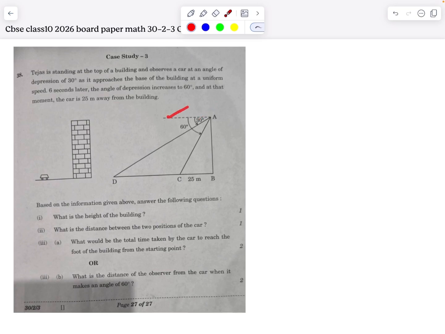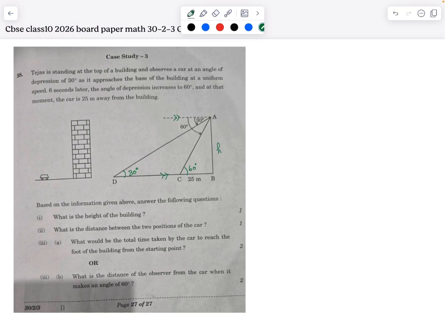Since this eye level at A and this line DB are parallel to each other, the angle ADB is also 30 degrees. When the car is at position C, the angle of depression is 60 degree. Again, the eye level at A and the line DB both are parallel to each other. Therefore, the angle ACB is also 60 degree. Based on the information given above, answer the following questions. First question, what is the height of the building?